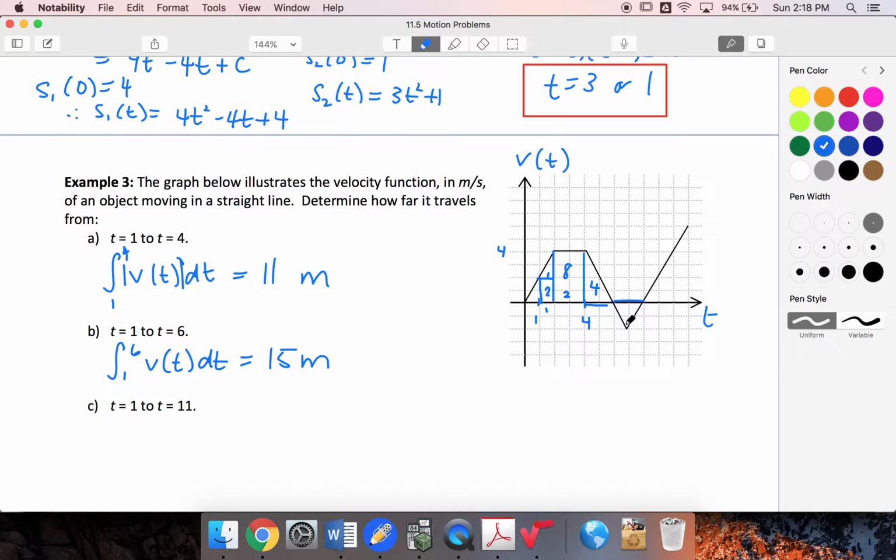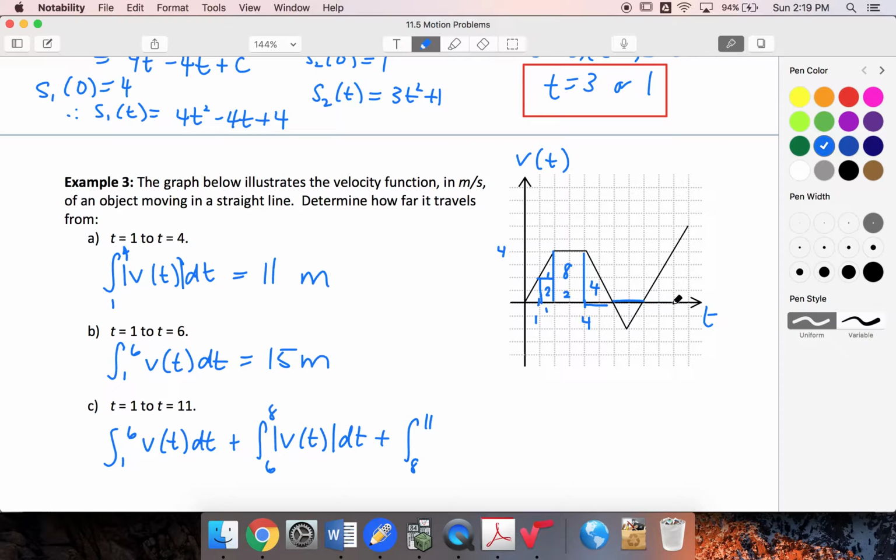And now from 1 to 11, well, this area would be negative, but I'm not subtracting it out because I want my total distance. So I'm going to break this up to go from 1 to 6, and then I'm going to add in my integral. So I'm going to make it positive from 6 to 8, and then I'm going to add in the area from 8 to 11.